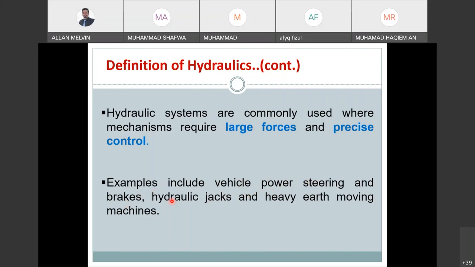Brake pedal ataupun apa-apa yang perlukan minyak yang selalu you kena servis kan. Your engine oil, your engine is actually not really using hydraulics, but the mechanism inside requires oil, like the brake. That's why you need to make sure that you do service always. Selalu tukar, bukan selalu lah, dia ada dia punya reading. When you reach that reading, you need to change your brake fluid because it will become less efficient. All this is considered hydraulic fluid. So you can see this in a vehicle's power steering and brakes.